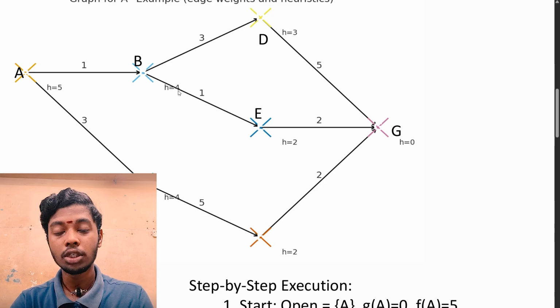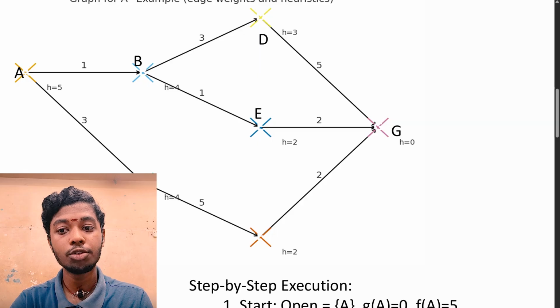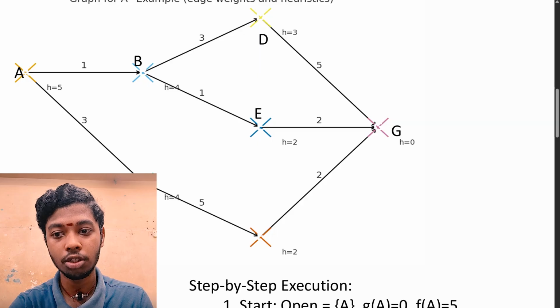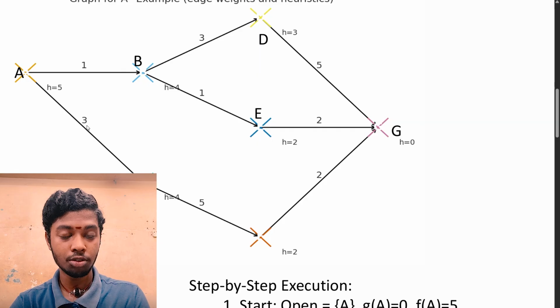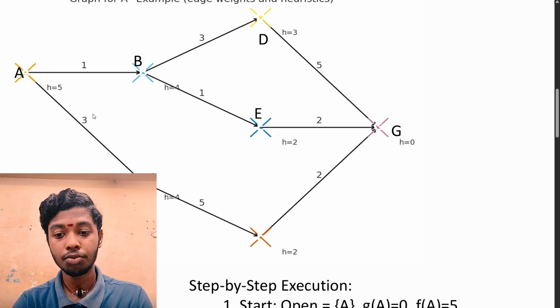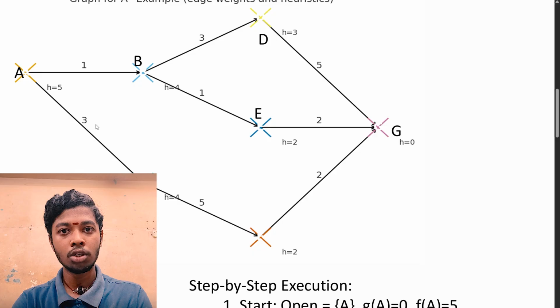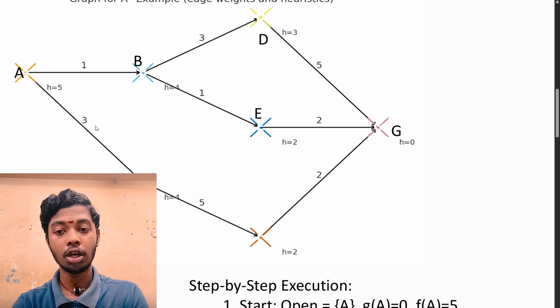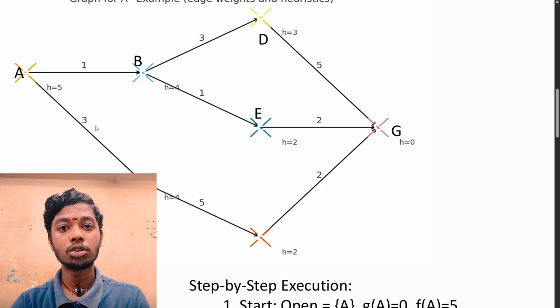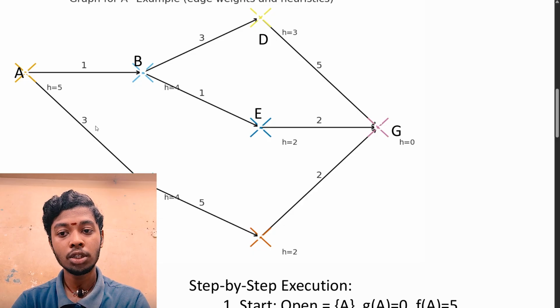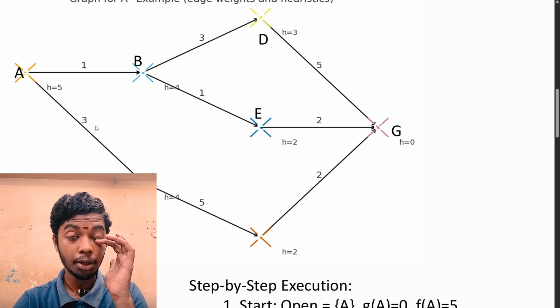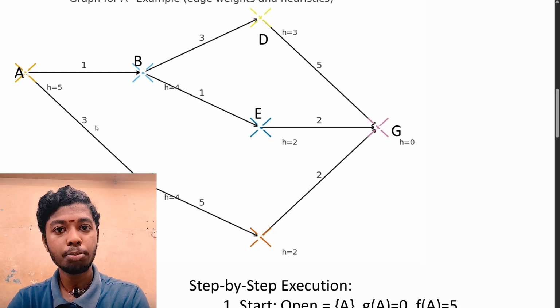And we are going to see the value of C. The value of g is 3, which is mentioned here, and the value of h is 4. So 4 plus 3, which is 7. So f of B is 5, f of C is 7, and among these two, which is smaller? f of B, which is 5. So the algorithm will expand the node B first.